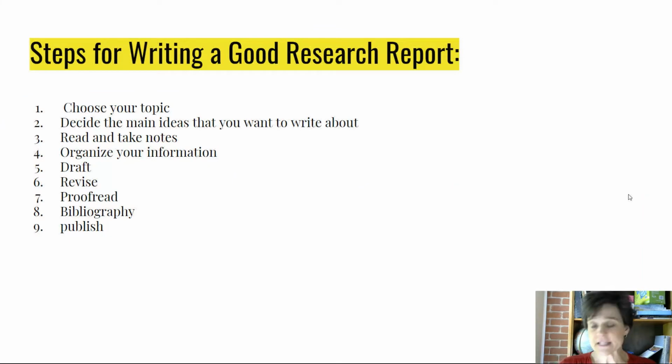Okay, so here's what we did. Steps for writing a good research paper. So you chose your topic. We decided those main ideas. Remember, you were going to write about George Patton, General George Patton. The three main ideas were his education, his military experience, and then what he did in World War II. Okay? So then step number 3 is where we are, what you've just finished, I think. Read and take notes. Okay, so we're on step 4.